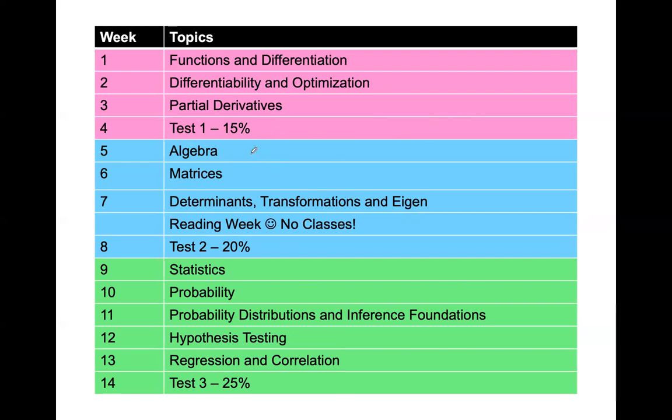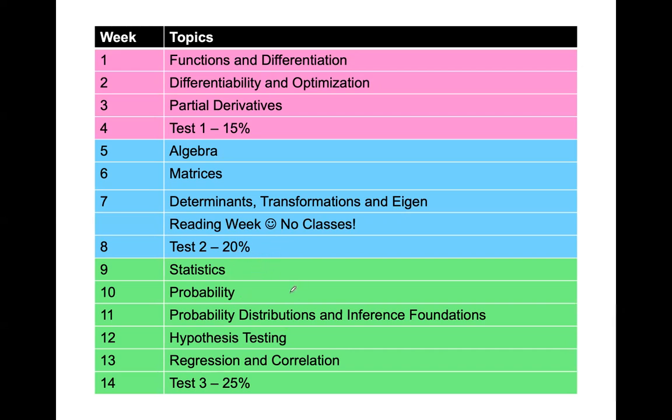Then the second unit is algebra, matrices, determinants, transformations, and eigenvalues. Then we have reading week, so there's no classes during that week. And then we have test two, which is 20%. And these tests are probably, I'll talk about it later on.